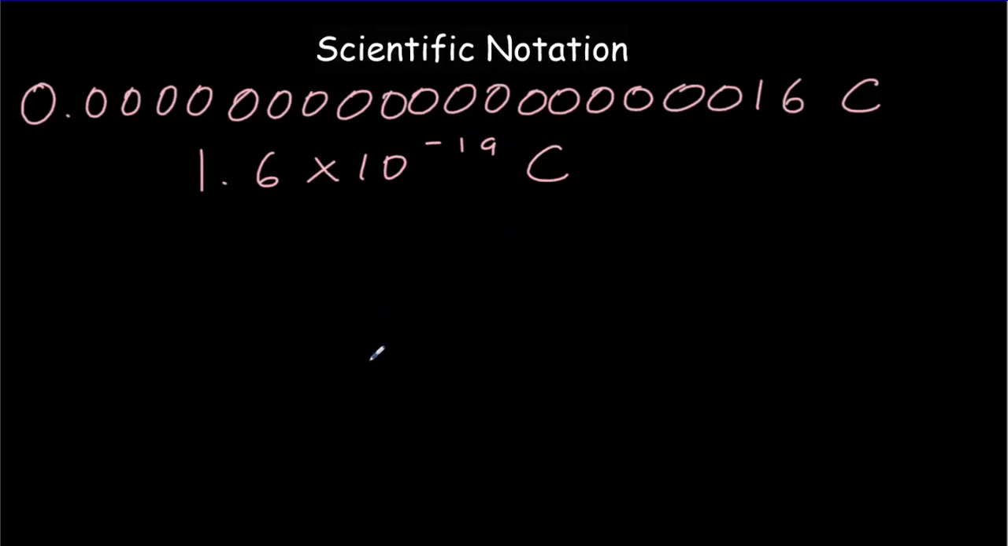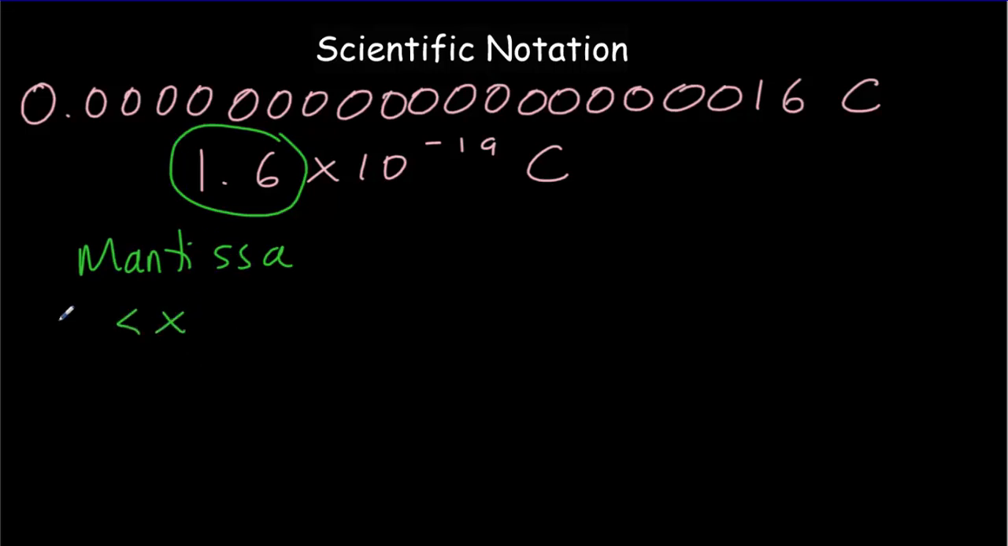And it certainly takes a lot less time to write it this way, but there's another advantage as well, and that's related to significant figures. You see this number here, it's called the mantissa. But it's always some number that's greater than or equal to 1, and it's got to be less than 10.